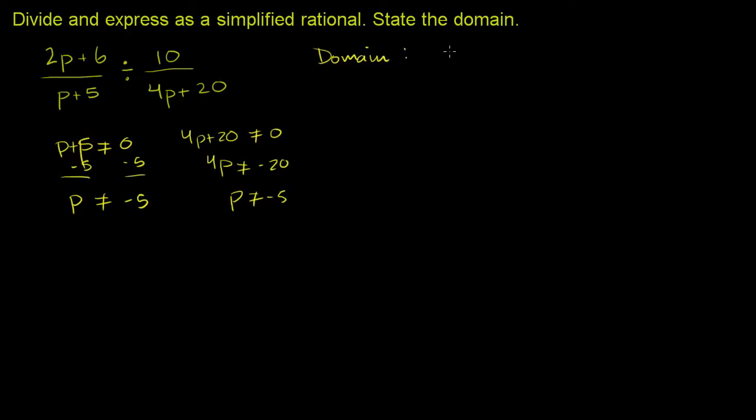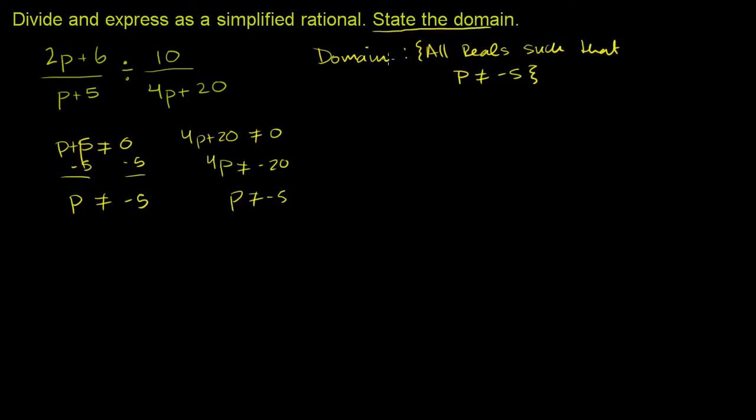So the domain here is the set of all reals such that p does not equal -5, or essentially all real numbers except for -5. So we've stated the domain.